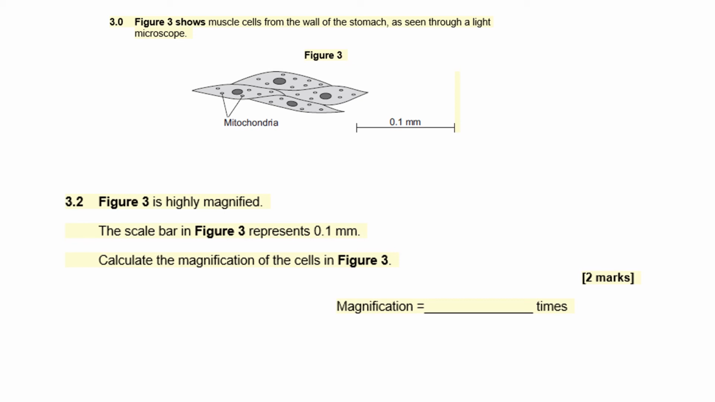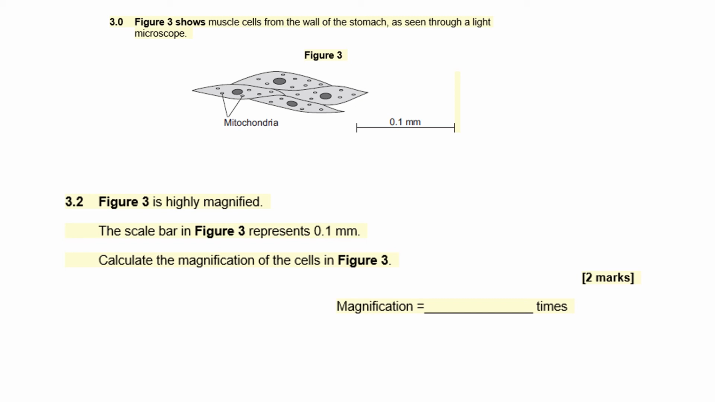Now, there's one equation we need to know for biology, and that's the magnification equation. To work out the magnification, it's the size of the image divided by the size of the object. So for this, we need to take 39 or 40, whatever the length of the bar is, and divide it by 0.1, because that's the size of the actual object. If I'm using 40 as the length of that scale bar, I would do 40 divided by 0.1, which will give me 400.